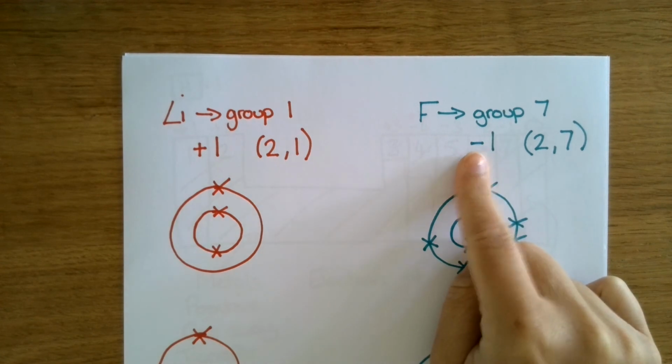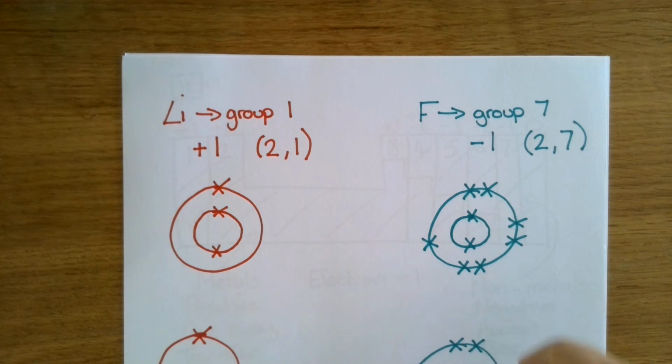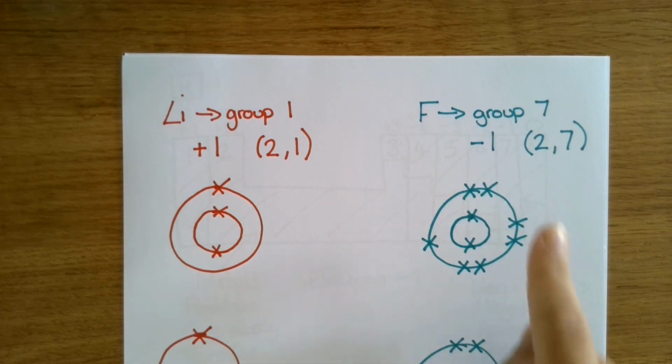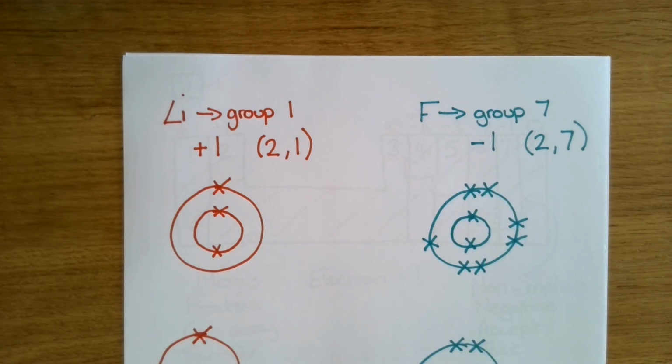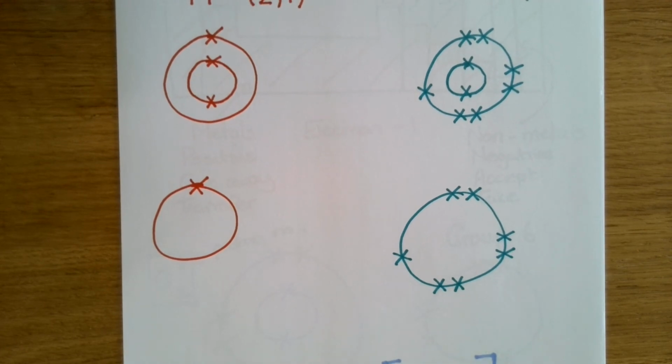Whereas my fluorine is in group 7 with a 2-7 structure. So I've got 2 and 7. And I already know it's in group 7, so therefore it's going to get a -1 charge. It's going to accept 1 electron. Now remember earlier I said you don't need to draw out the full structures. We only need our outer shells.